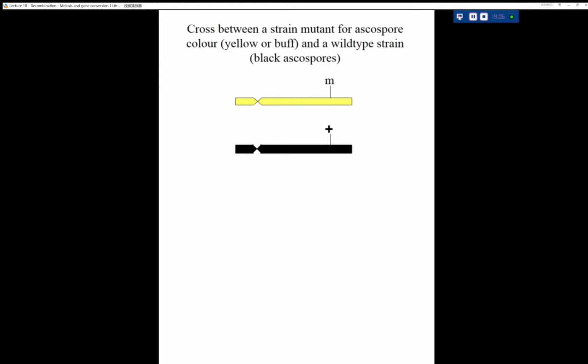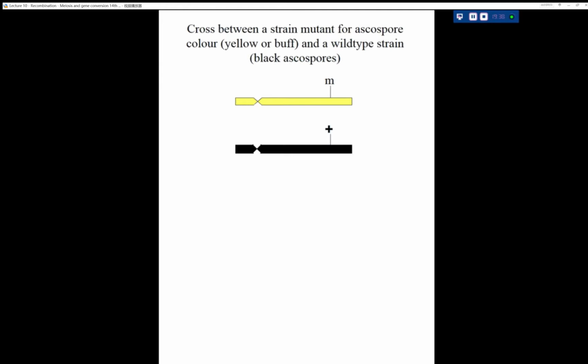8. So what I want to go through is a scenario where homologous recombination takes place during meiosis in this organism when you've mated a strain that's got the wild type ascospore colour, black, with a strain that's got the mutant version of the gene and produces yellow ascospores. Okay, so yellow and black. These are just meant to represent the chromosome on which that gene is located.